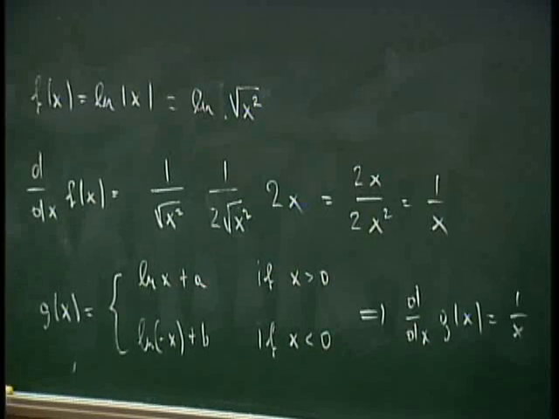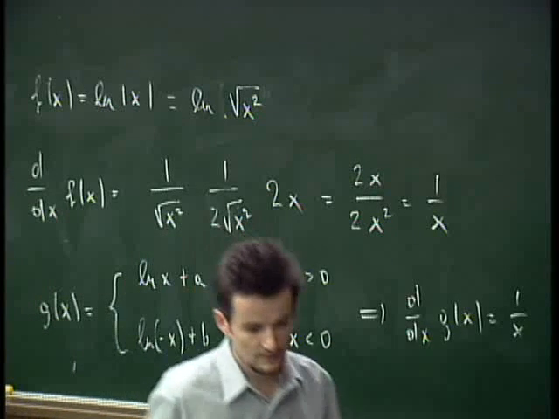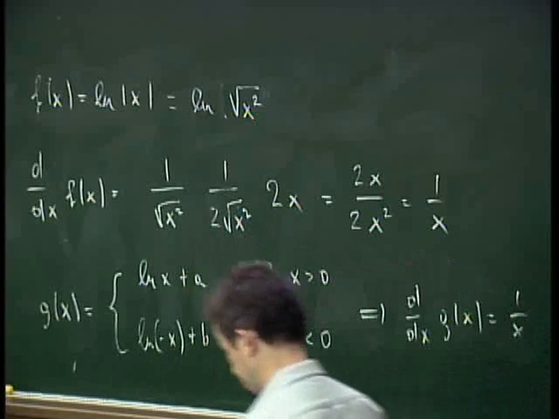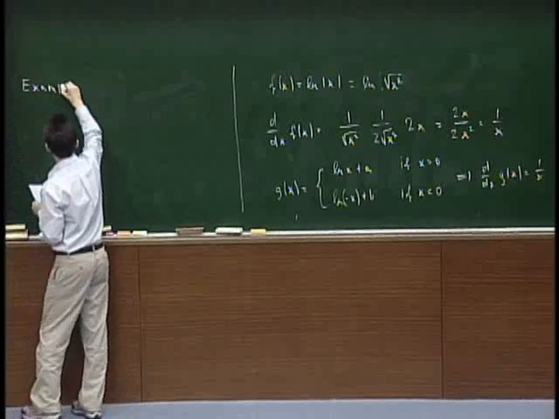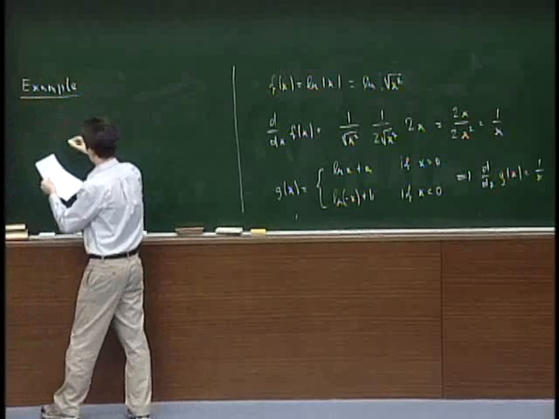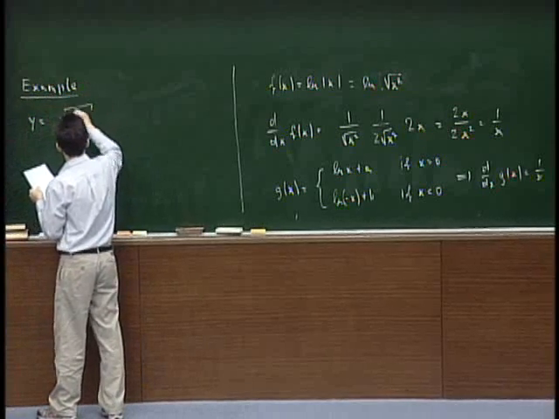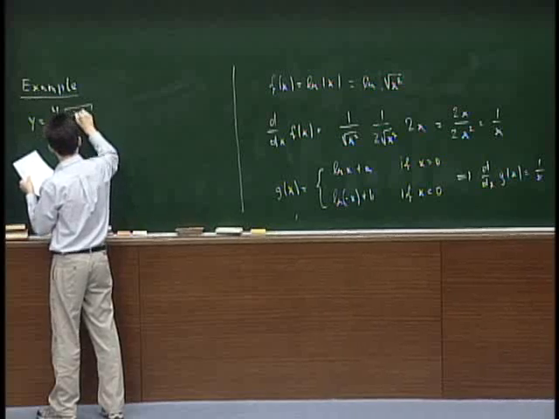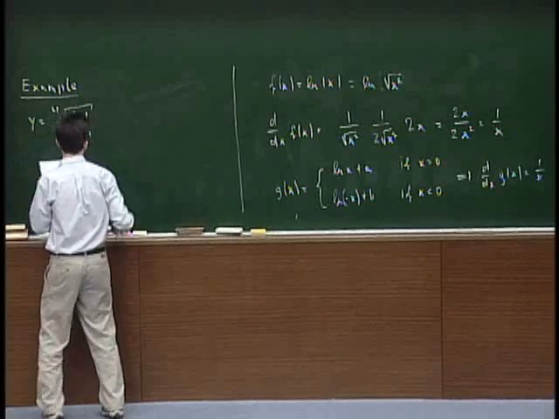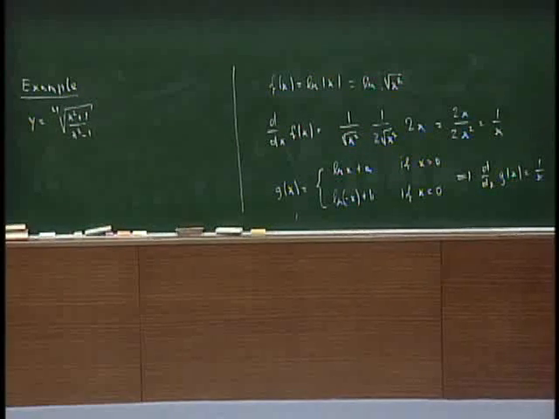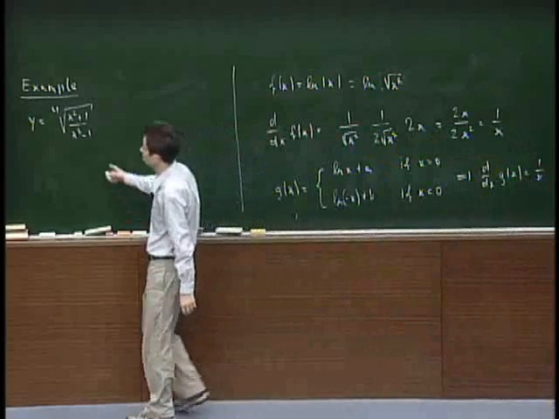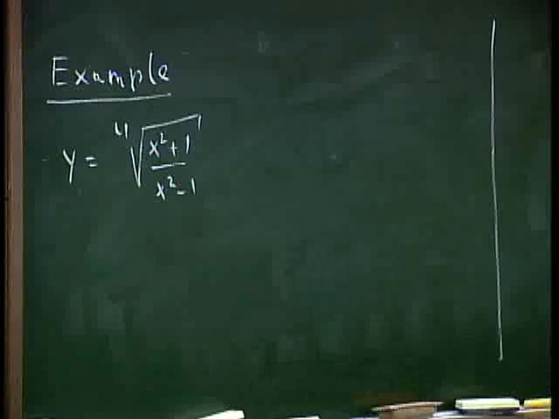We will see the importance of this result in a few minutes. So we first look at another example. We look at the function y is equal to the fourth root of x squared plus 1 over x squared minus 1. This example does not have anything to do with logarithms, because there is no logarithmic function involved. To compute the derivative, you can use the chain rule.